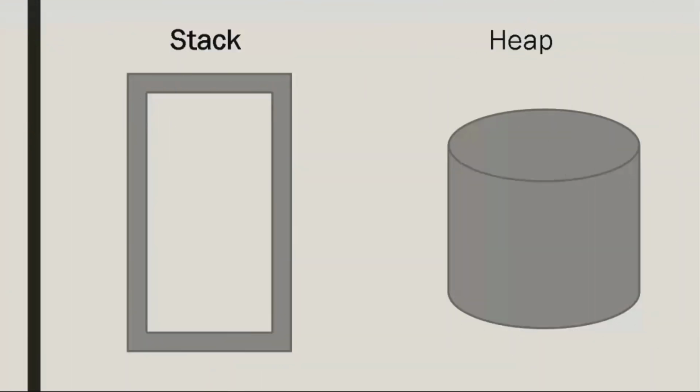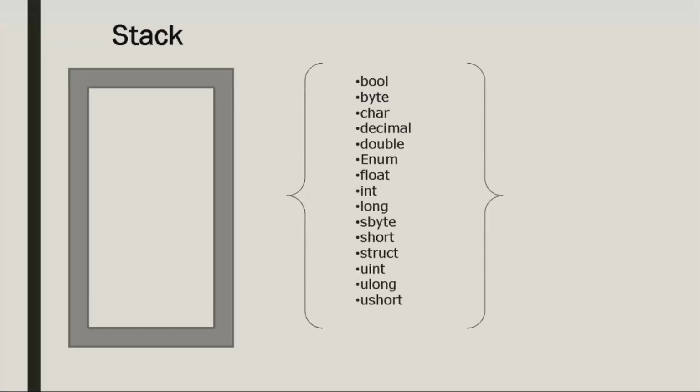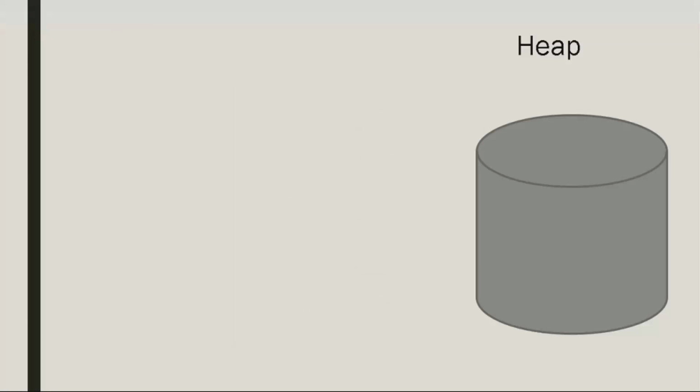There are two places where an object can be stored. In general, the stack is used to store variables of value type, such as integers, booleans, doubles, etc. And the heap is responsible for storing variables of reference types such as strings, classes, delegates, and arrays.